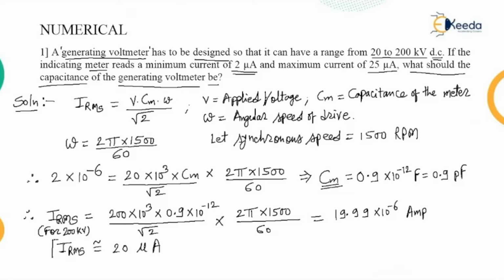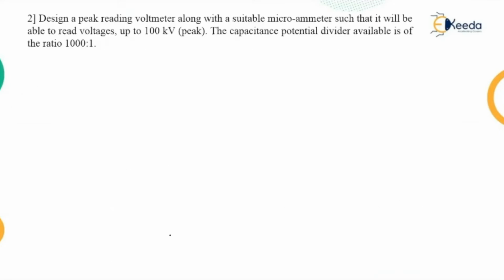So this meter can do the measurement of 20 microampere for the said voltage. Means the reading on the meter will be 20 microampere for a voltage of 200 kilovolt. So this is your first numerical, which was asked on generating voltmeter. Now, let us take another numerical. This particular numerical is asked on a peak reading voltmeter.